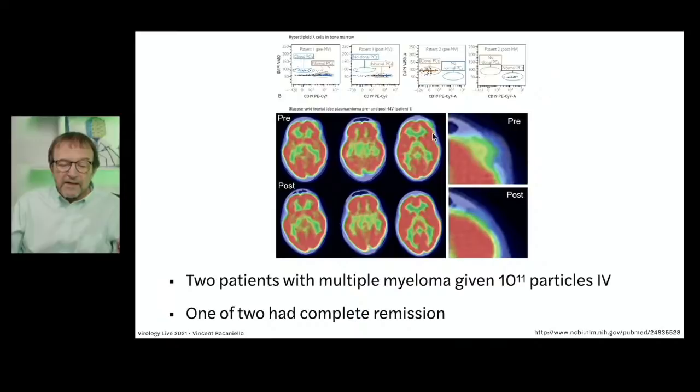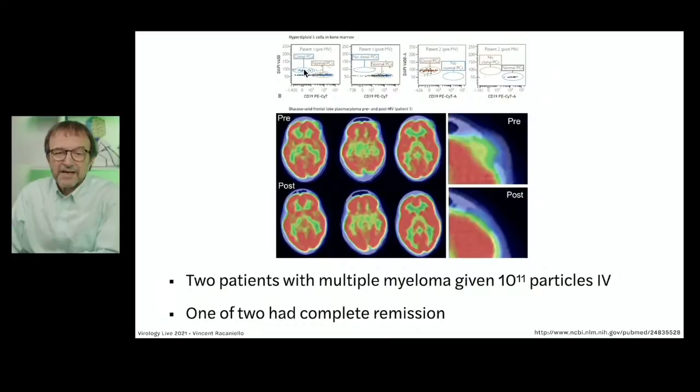So these two patients didn't respond to any other treatment. You know, they were going to die. So they were given 10 to the 11th particles intravenously of this measles virus vector. So here is the scan of their B cells, and you can see normal plasmacytoma cells, antibody-secreting cells, are here. And then you have clonal plasmacytoma cells, which are the cancer cells. And you don't want to have these clonal cells.